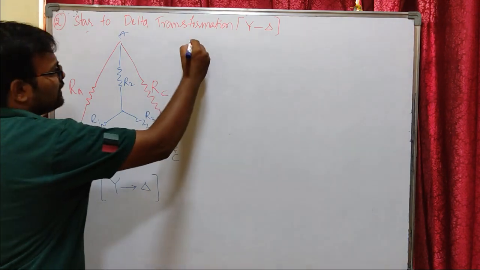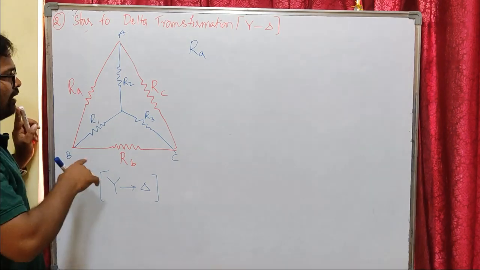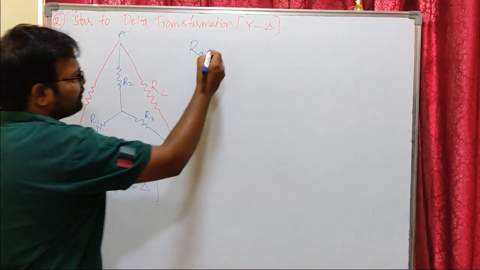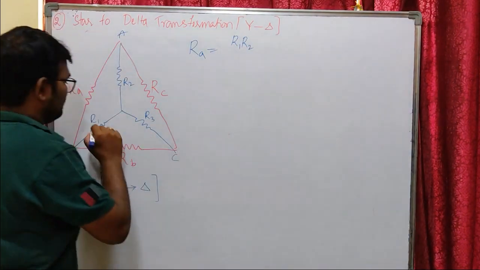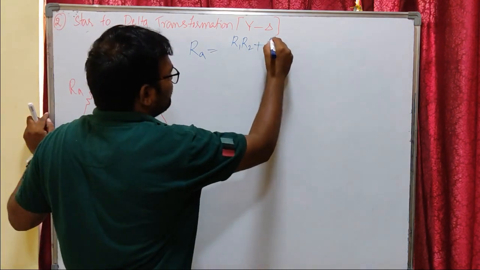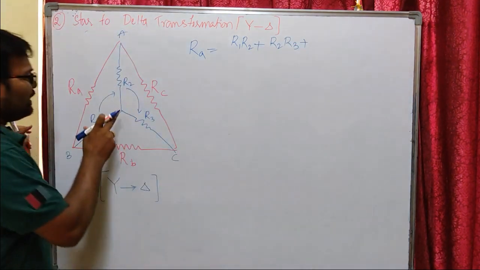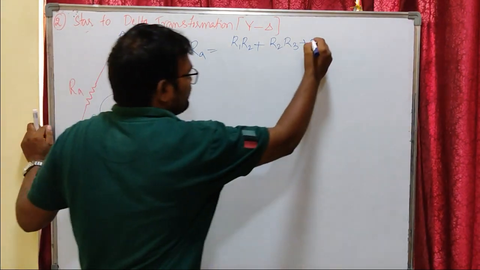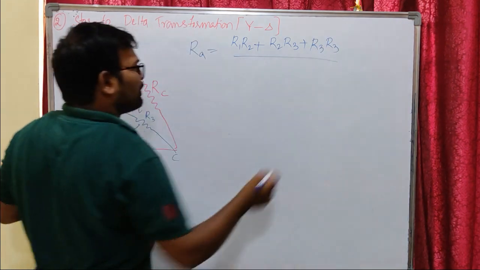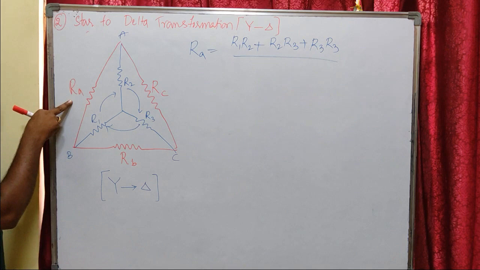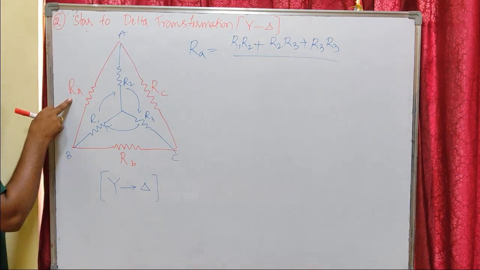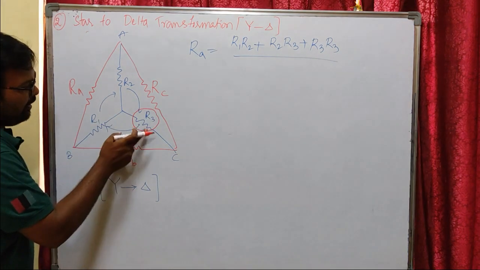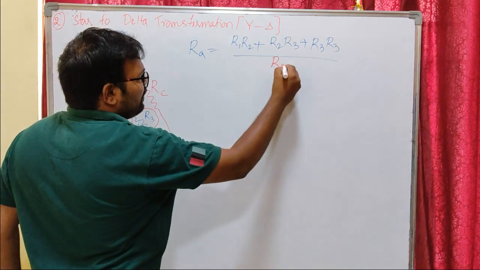Okay, so see here, RA can be written as: the numerator for RA, RB, RC will be the same, that is R1 into R2 plus R2 into R3 plus R3 into R1, whole by, this is important. You are writing for RA here. So the denominator for RA is the opposite resistor in the star connection. Here the resistor in star connection which is opposite to RA is R3. That means the denominator will be R3.